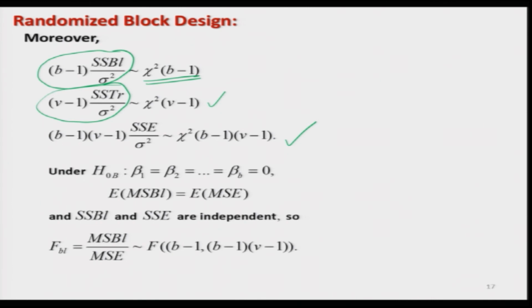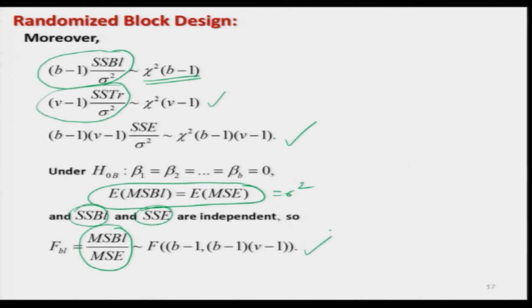Now, you can see that under H0B, the expected value of MS block will come out to be the same as the expected value of MSE, equal to sigma square. That we have already done in the earlier part, and you can also show very clearly that the sum of squares due to block and the sum of squares due to treatment are independent. So, you can write that MS block, the mean square due to block, divided by the mean square due to error, will follow a central F distribution with b minus 1 and (b minus 1) into (v minus 1) degrees of freedom under H0.